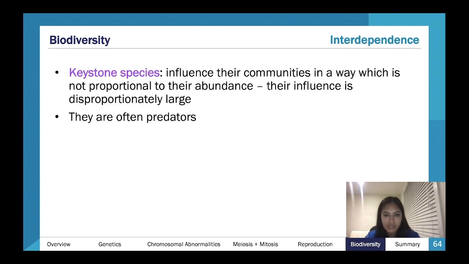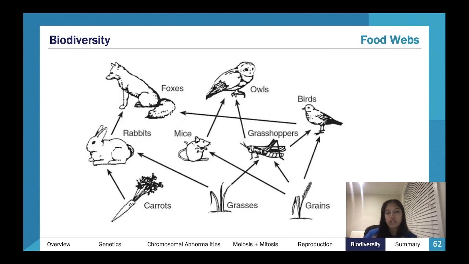In terms of keystone species, as the name suggests, they're very, very important, and any fluctuation in their number will affect the entire food web, or will affect the other organisms in that ecosystem a lot. So often we're thinking of predators here. The idea is that they have a really big influence, but there may be only a select few of them. So if you have a predator and this predator dies, you will get a big change in the ecosystem.